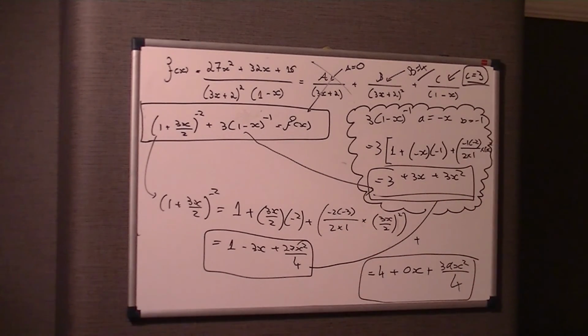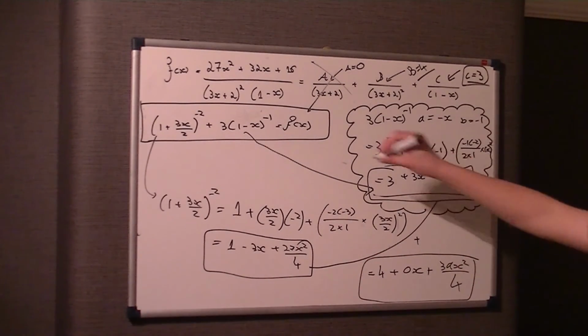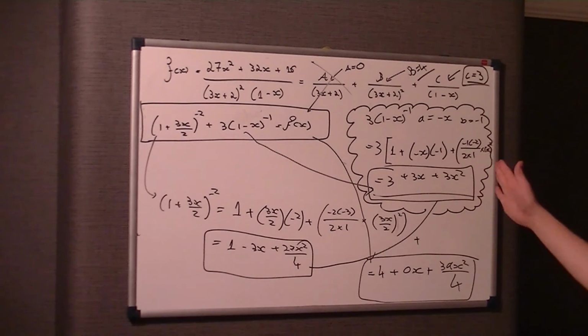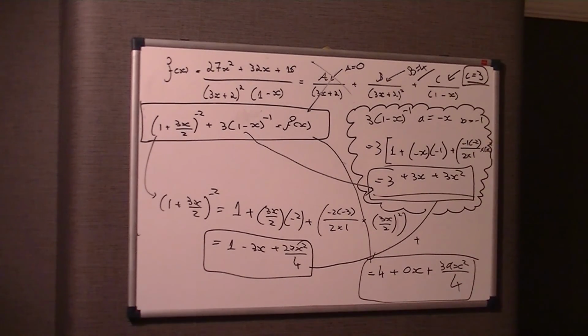And that is your answer for the expansion of f(x) up to and including the term in x squared. Now, you might have done it all into x cubed just to make sure that there was no extra x squared that you were missing, but that is the correct answer there.